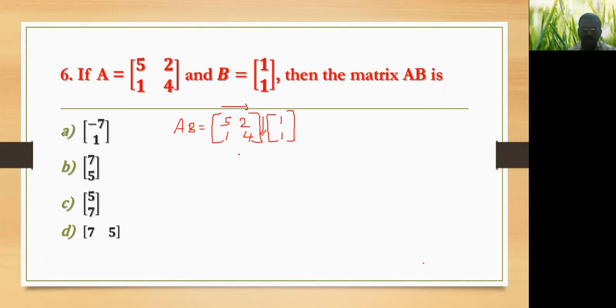So 5 into 1. Here the order is 2 cross 2 and here the order is 2 cross 1. Therefore the answer should be 2 cross 1. When you think 2 cross 1, automatically option D is the wrong option. Now we have to find the first element. 5 ones are 5 plus 2 ones are 2, we get 7. So observe the options. Only option B has 7. Therefore, that is the answer.